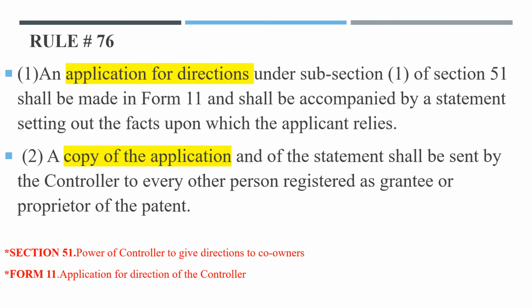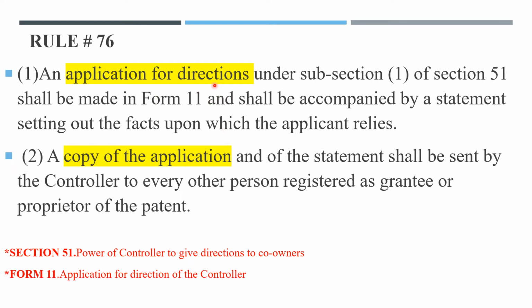Rule number 76. Subrule 1 says, an application for directions under subsection 1 of section 51 shall be made in form 11 and shall be accompanied by a statement setting out the facts upon which the applicant relies. This is very simple.